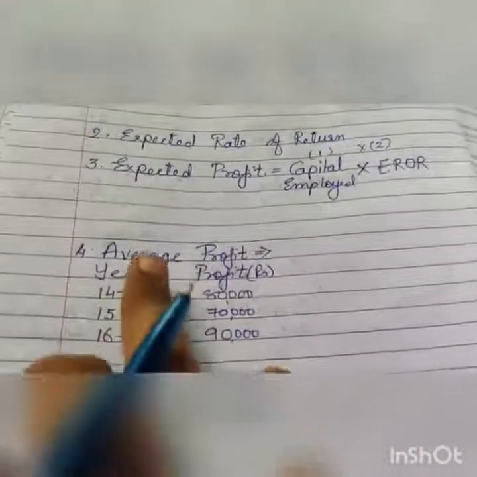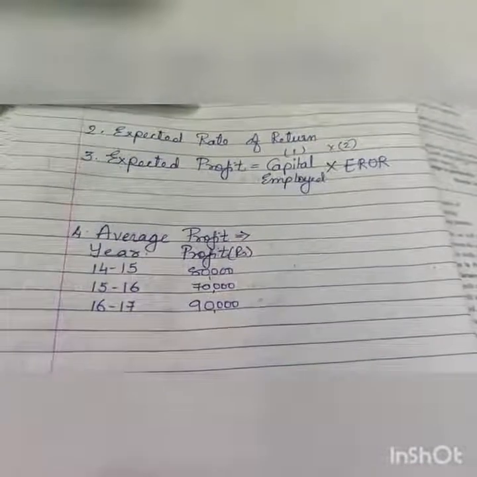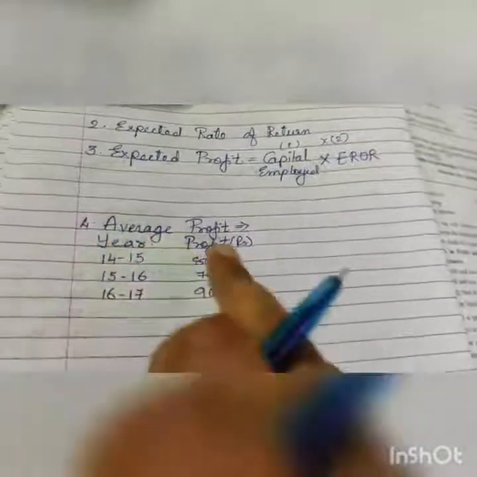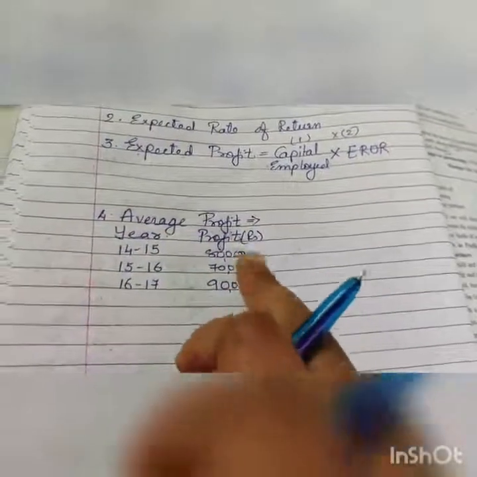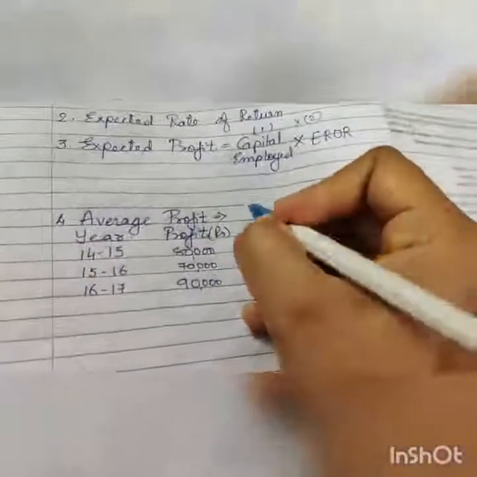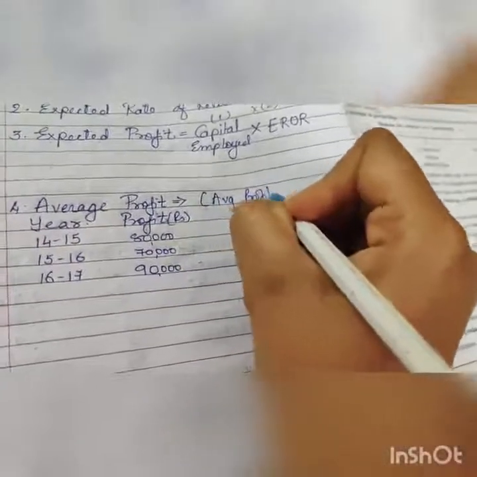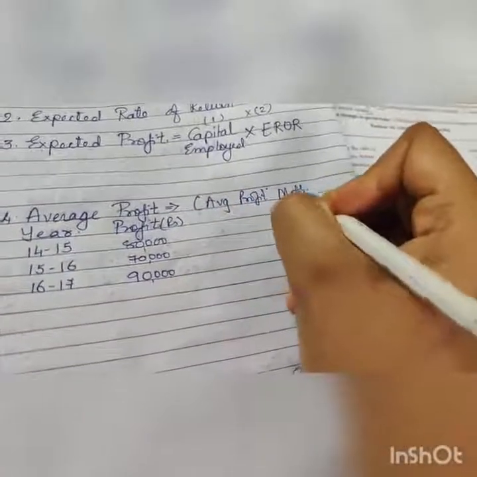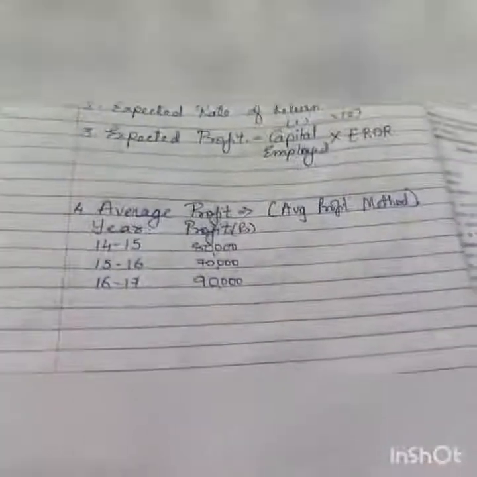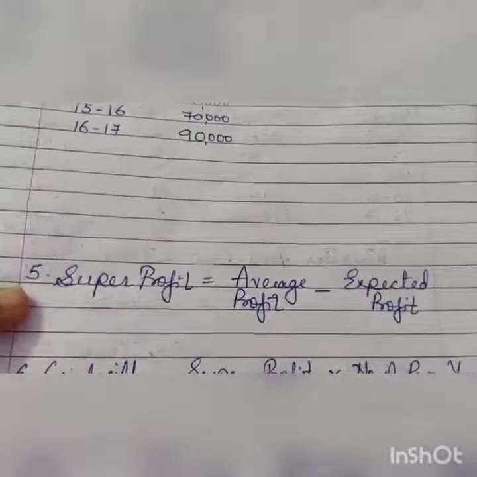Then average profit. In this particular sum we will write down the year and profit like this. Now which method are we supposed to use for average profit? We have seen that the profit is fluctuating, 80,000, 70,000, reducing and again increasing. So here we will use the average profit method. Clear? After calculating and finding out the average profit, the next step will be super profit.